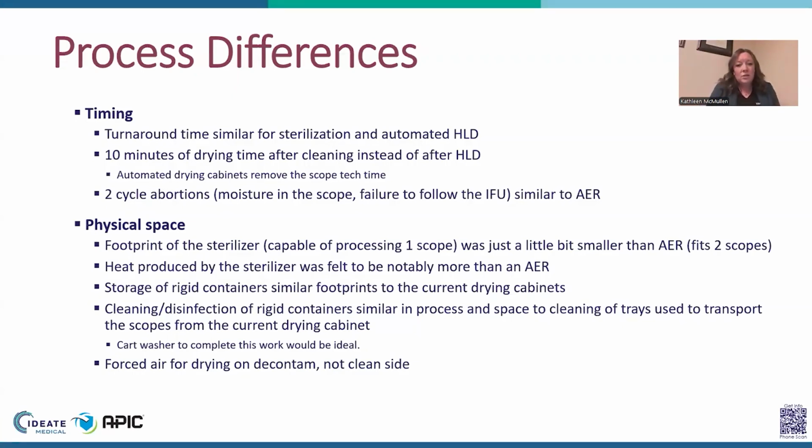The rigid containers hold a similar footprint of storage to the cabinets. The cabinets that we had the rigid containers sitting on were a similar footprint to our current drying cabinet. So we wouldn't need more space to store sterilized endoscopes than we currently take up with storing our high-level disinfected endoscopes. You would have to clean and disinfect the rigid sterilization containers in between uses, and that's the same as the containers that currently hold and carry our high-level disinfected endoscopes. The process of disinfection was the same.